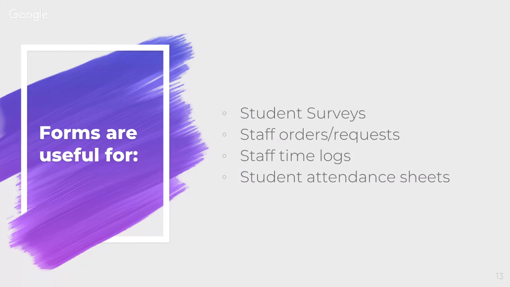So surveys on Google Forms will allow you to remain anonymous. These are typed answers, so it is easy to be honest. You also don't have to worry about handwriting issues. You can read these. Any kind of staff orders or requests, things like supply orders or time off requests. Those can be done on Google Forms, and it's very easy to keep track of what you've ordered, what you've approved, things like that.